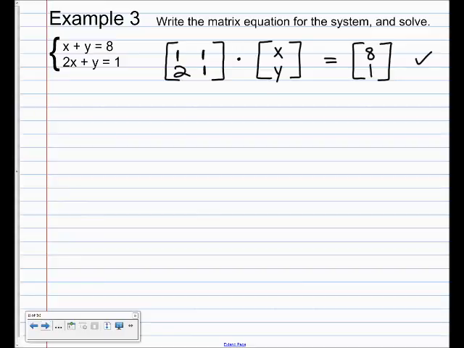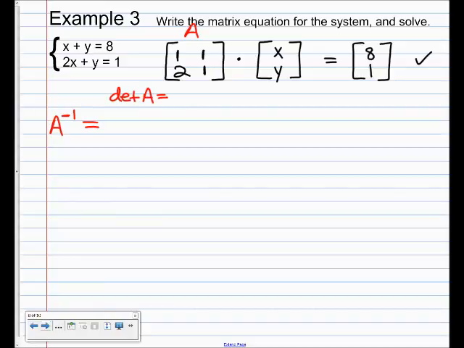Okay. The next thing we need to do in order to solve this equation is we need to find the inverse of this matrix. So this is matrix A. So to find the inverse, I'm going to write A to the negative first power. All right? What did we do first when we found the inverse? We found the determinant. All right? So what's the determinant of matrix A?